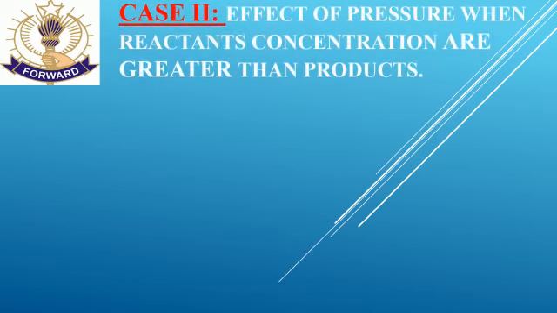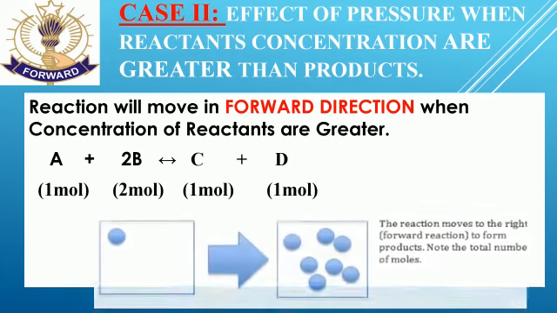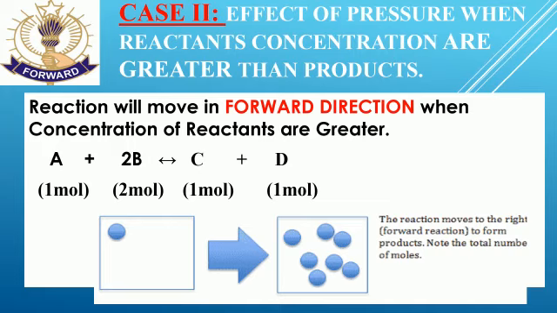Second case, when the concentration of reactants are greater than products, so what will be the effect of pressure? So dear students, reaction will move in the forward direction when the concentration of reactants are greater. For example, in the chemical reaction, when A reacts with 2 moles of B, they will give you C and D. Here on the reactant side, we have 3 moles of reactants, while on the product side, we have 2 moles of product. So by applying pressure, the reaction will move in the forward direction, as you can see in the diagram.